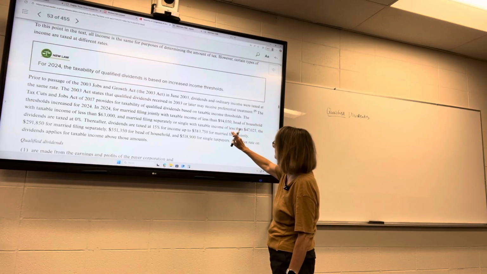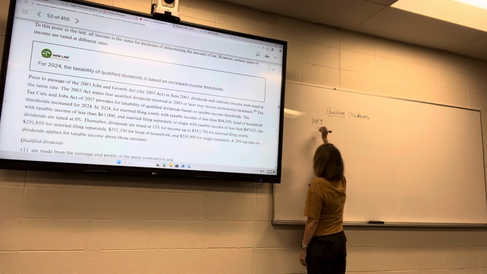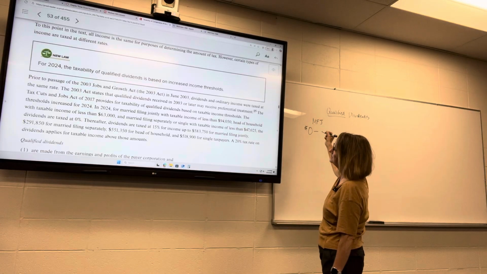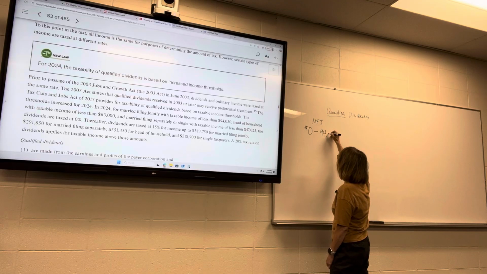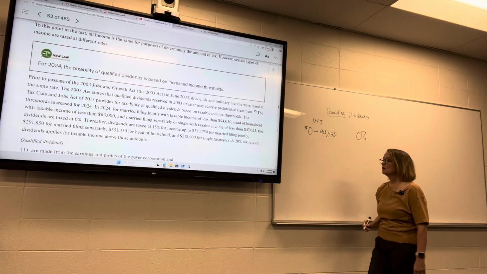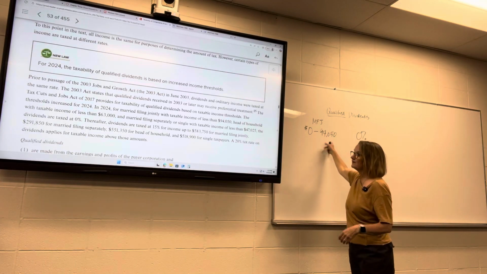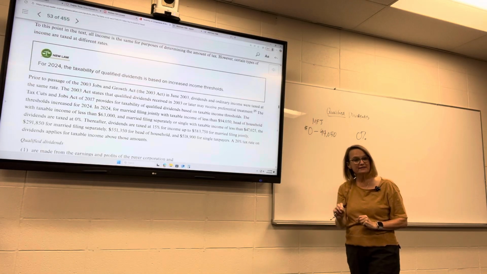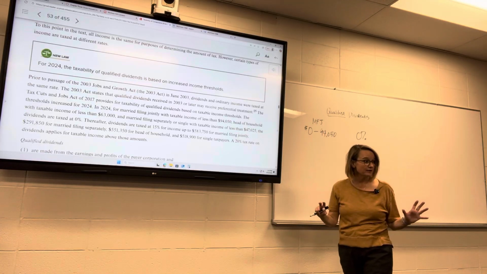So, married filing jointly, 0 taxable income to 94,050. The tax rate is 0%. So if the amount on line 15 is 94,050 or below, then the tax on those qualified dividends is 0. If they have $1,000 of qualified dividends, they're not going to pay any tax on it.